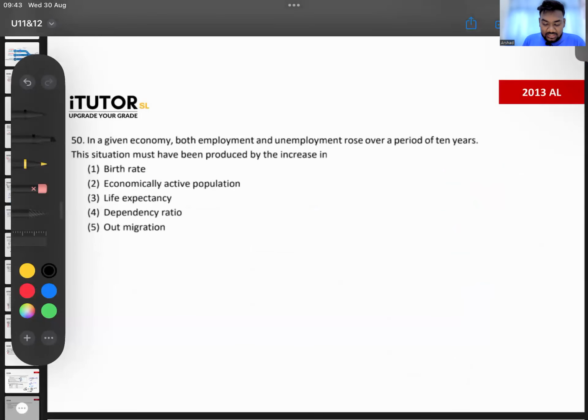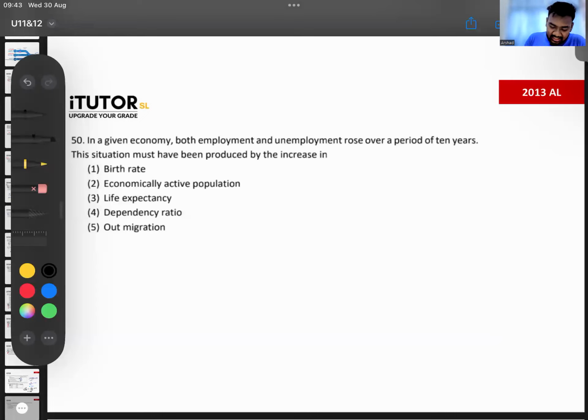In a given country, both employment and unemployment rose over a period of 10 years. This situation must have been produced by the increase in what? Over a period of 10 years. Increase in the birth rate, increase in the economically active population, increase in life expectancy, increase in dependency, increase in outward migration. So, are they saying that both the employment and unemployment rate increased? No. They are saying the number increased.